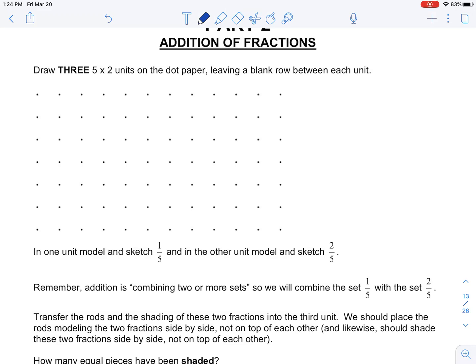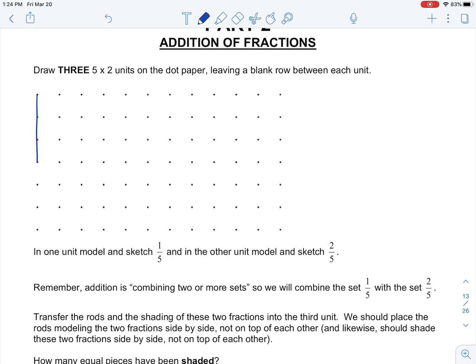Now we're going to use the rectangle model to model and illustrate how we add fractions and why we add fractions the way we do. So I'm going to start by drawing some units. I want to add 1/5 and 2/5. So to do this, I need to model each of those fractions first.